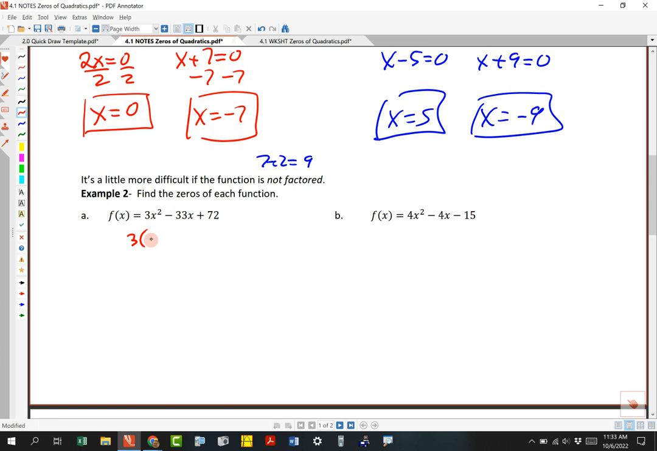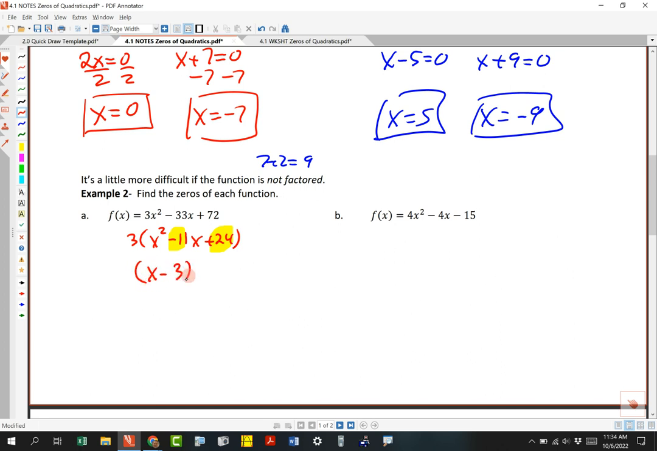Let's take out a 3 and look what we're left with. We're left with an x squared, we're left with a minus 11x, and we're left with a plus 24. That riddle question comes up over and over again. I'm looking for numbers that multiply to be 24 and combine to be negative 11. Can somebody raise their hand and tell us what they are? Jack, what is it? -8, -3.